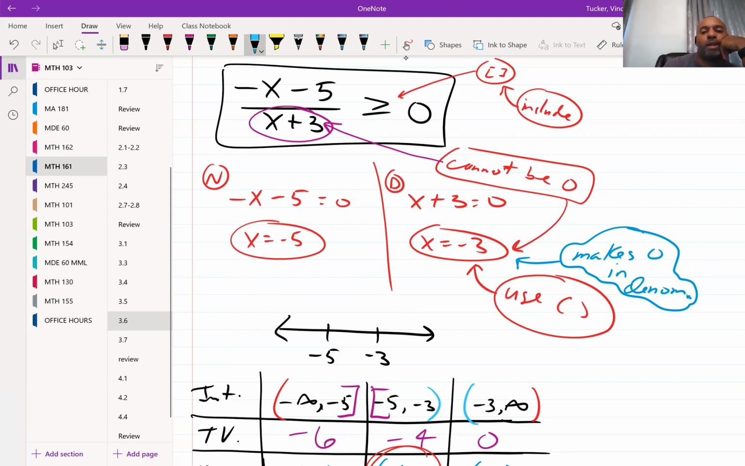Before, in the last problem, we didn't have to worry about it because we didn't have the "or equal to" sign, so everything was parentheses. But in this one, because it says "or equal to," we do have to consider the fact that we cannot put a bracket on that -3. Whatever value comes out of your denominator, you cannot use a bracket on.